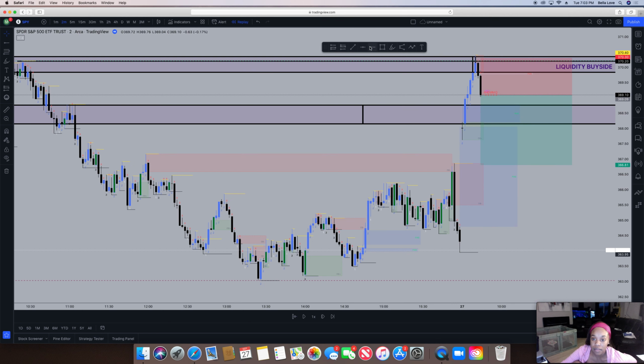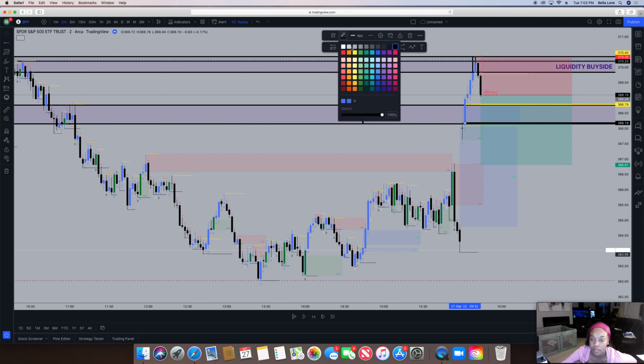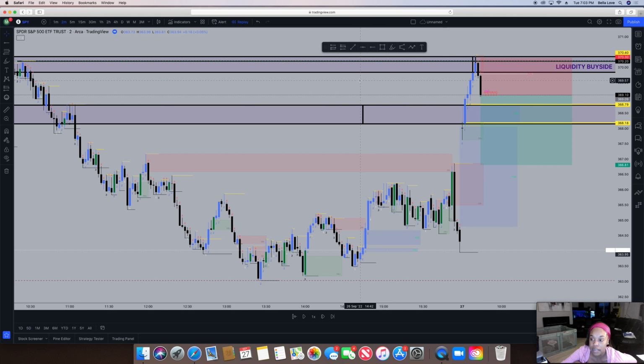So I'll just set some targets here. I'll set my first target at the top of that fair value gap. I'll set my second target for that fair value gap to get filled. And matter of fact, let me make those lines yellow, so you guys can see my target points clear. And then I'll have my next target at the order block to get filled.